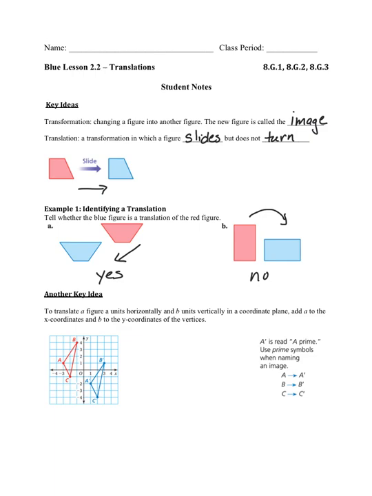All right, so that brings us to this next key idea, where we can translate a figure A units horizontally and B units vertically on the coordinate plane by adding A to the x coordinate and B to the y coordinate. So you can see that we have this red figure that's labeled A, B, C. And then we have our blue figure, which is labeled A prime, B prime, C prime. And we show A prime as A with an apostrophe.